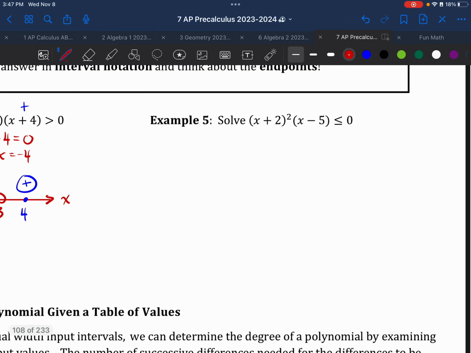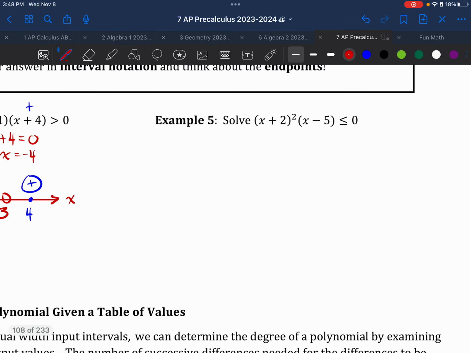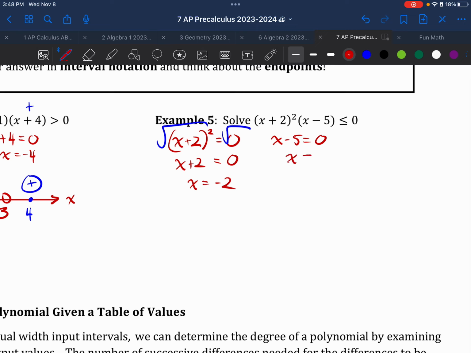All right, we're doing example 5. Kind of the same exact thing. Same steps. Set them each equal to 0. So I'm going to say x plus 2, that quantity squared, is set equal to 0, and x minus 5 is set equal to 0. Square root both sides here, and I get x plus 2 is equal to 0. Then subtract 2, and I get x is equal to negative 2. Over here, add 5, and x is equal to positive 5.